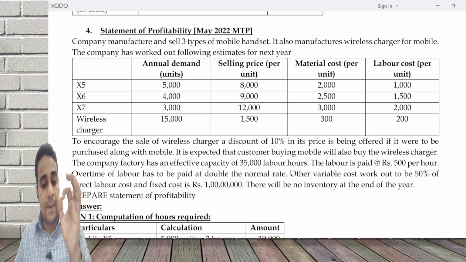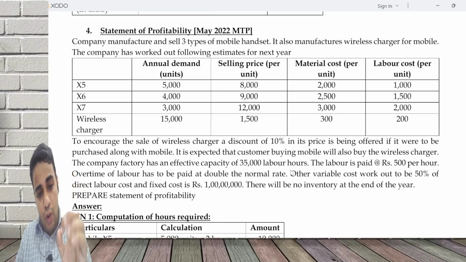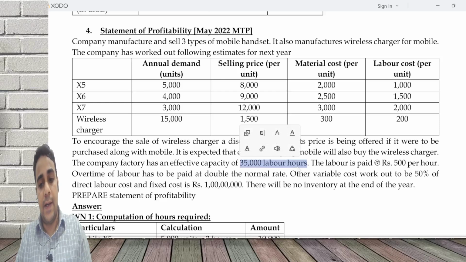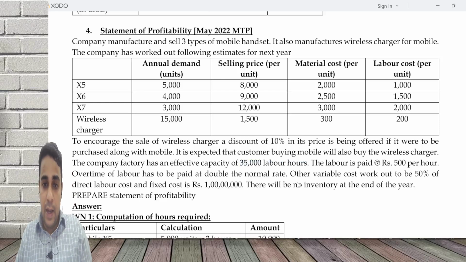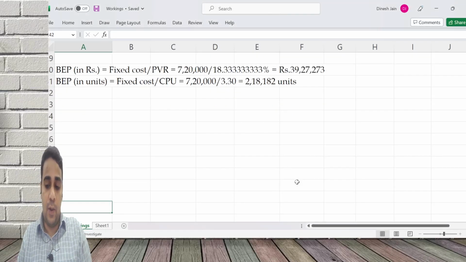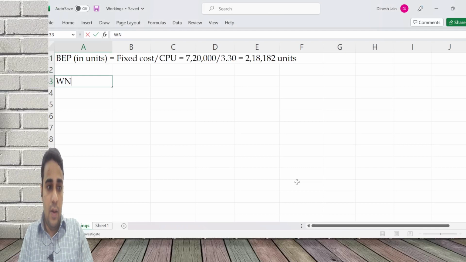So first, in this question, I want to know how many labor hours are needed, because if you go beyond 35,000 labor hours, you will have to pay double the normal rate. Working note 1, computation of hours required.